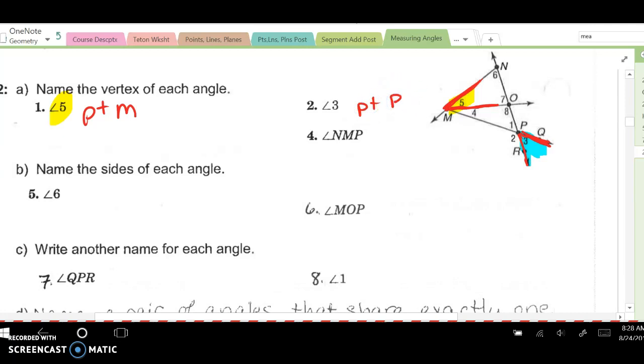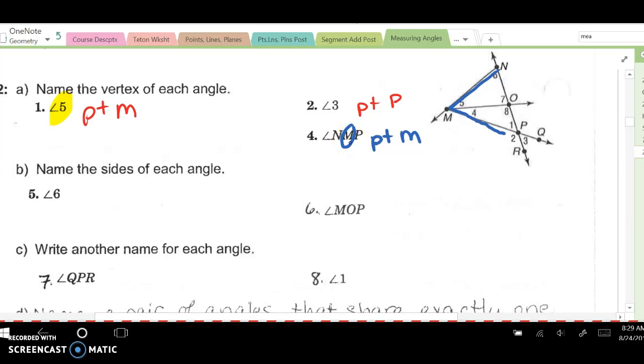And last one, angle NMP. The N to the M to the P. Sometimes I'll trace this so I know where exactly N to the M to the P would be: point M. And you might have noticed a cheater's trick here. You said M would have to be the vertex since it's the middle letter. You didn't even have to look at the picture. It would automatically be point M.